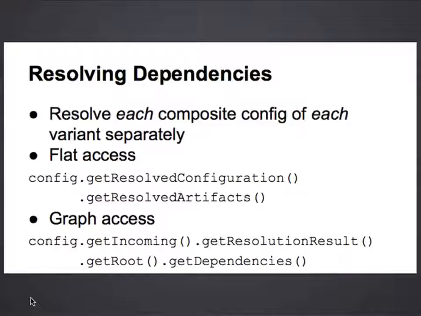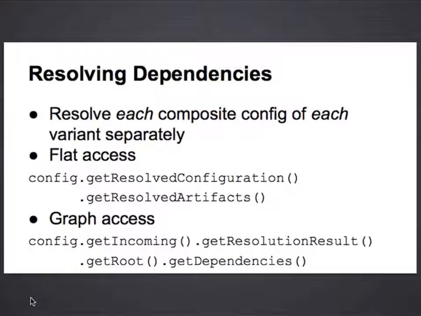So the other thing that you need to do, which is a little bit painful, is that the API for getting information about dependencies is not really great in Gradle right now. If you do a regular Java plugin, all you do is configuration.getFiles and it gets resolved and you get the flat list and you're done. But for us, we need the graph. So there's two different ways to get access to it. First we do a flat access with get resolved configuration, get resolved artifact, which gives us the artifact plus an identifier. And then using the other one, get incoming, get resolution result, get root, we actually get the graph. And on each item, we can call the dependencies.